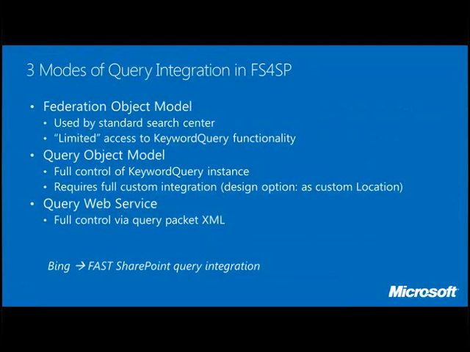The query object model, method number 2, is where you're actually down there messing with that keyword query instance yourself. And that's where you can begin to put in the full FQL statement exactly the way that you want. If you go out into TechNet, you can Bing FAST SharePoint query language, and you'll find all of the powerful details there that you get access to when you come here to the query object model. This does require full custom integration.